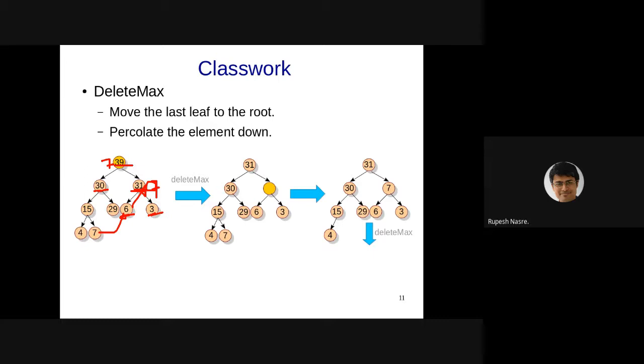So as you can see, as you keep removing the elements using delete max, you are going to get elements in sorted order, right? And that can give you a sorting algorithm. So that essentially is called a heap sort. Okay, so what is the level order traversal after removing 31?